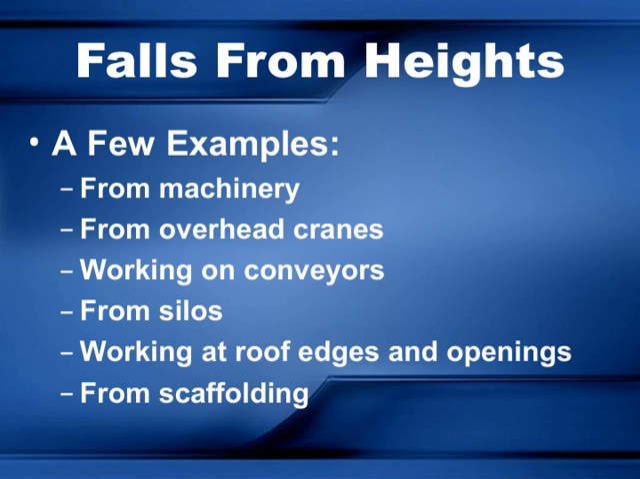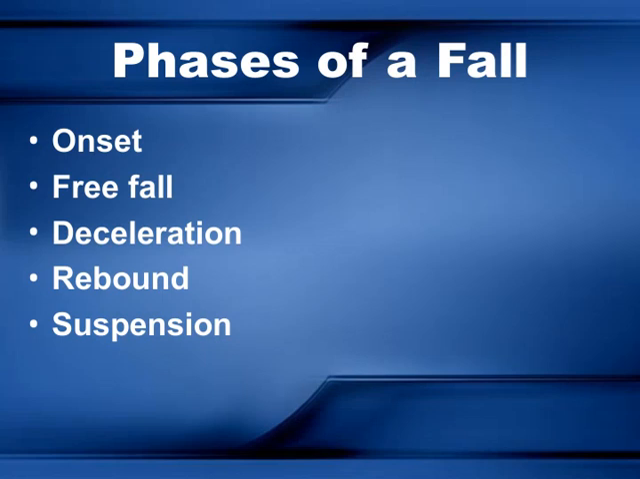Overall, these examples highlight how working at heights, whether on machinery, scaffolding, or roof edges, is inherently risky. The key takeaway is that falls from heights are a major hazard across various work environments, and understanding these scenarios helps us better plan and implement safety measures. Now let's take a closer look at the phases of a fall.